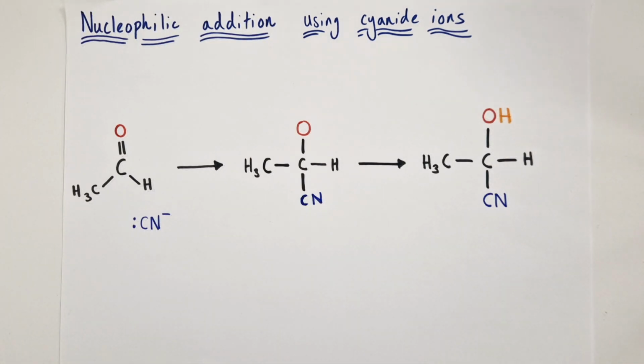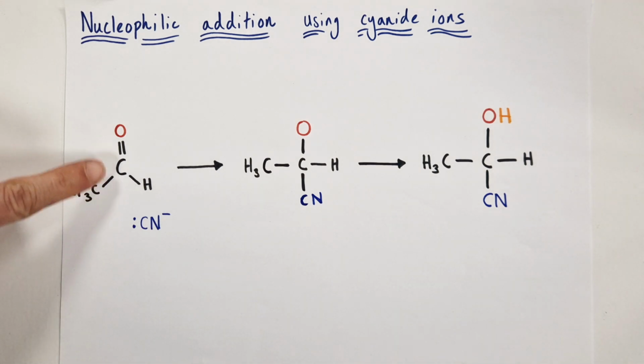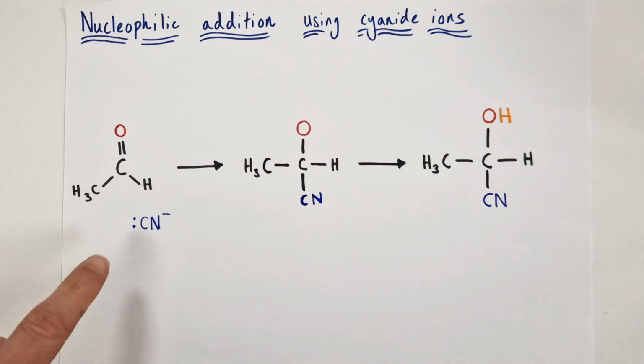So when looking at the first step in this multi-step mechanism, don't forget that a curly arrow represents the movement of a pair of electrons, and we're going to need to show the polarity of this carbon-oxygen double bond using partial charges, delta positive, delta negatives, to show where this nucleophile is going to attack. And the mechanism would look a bit like this.